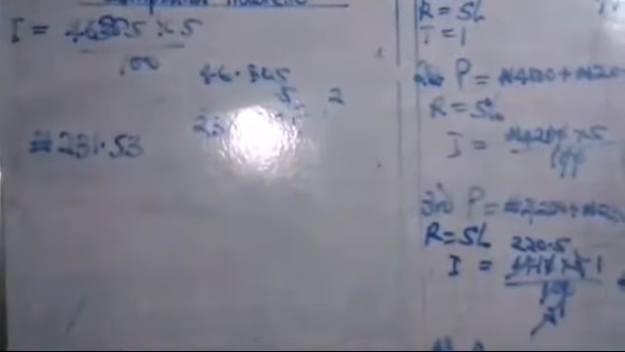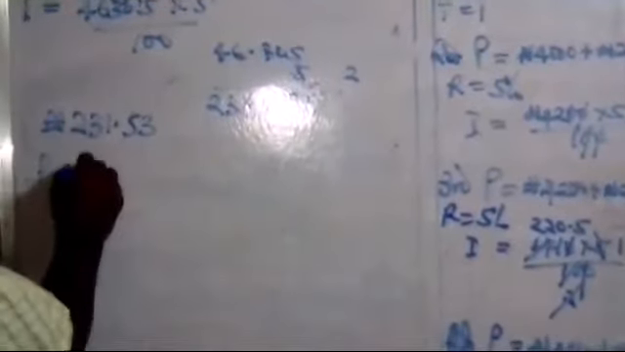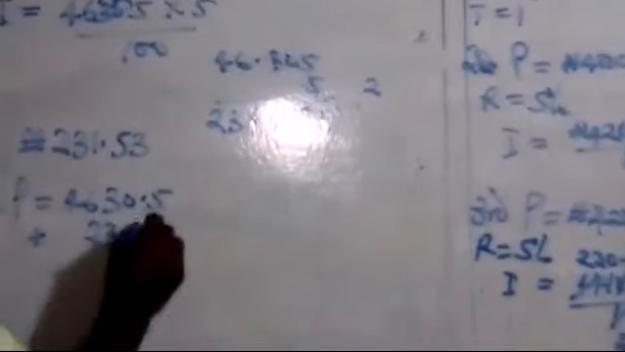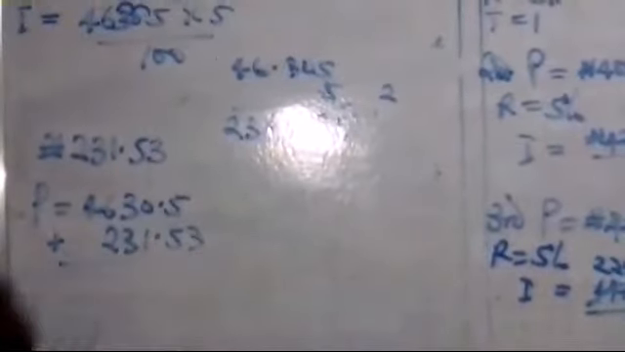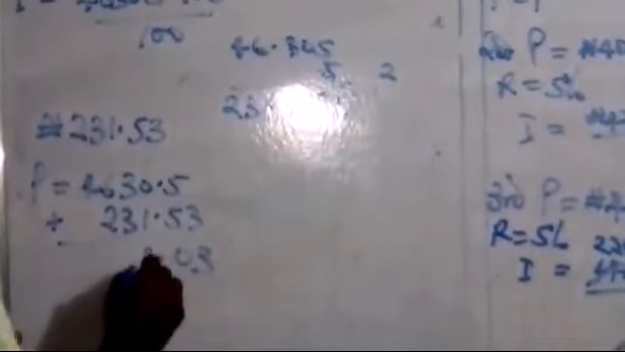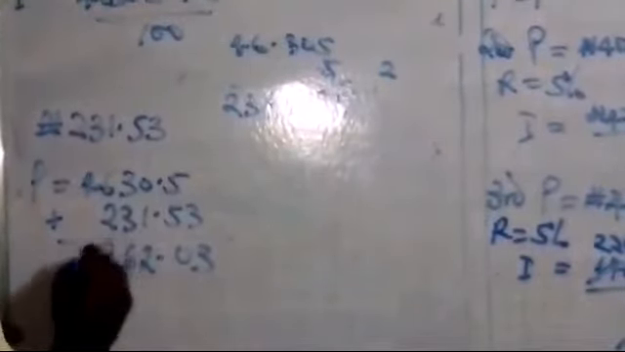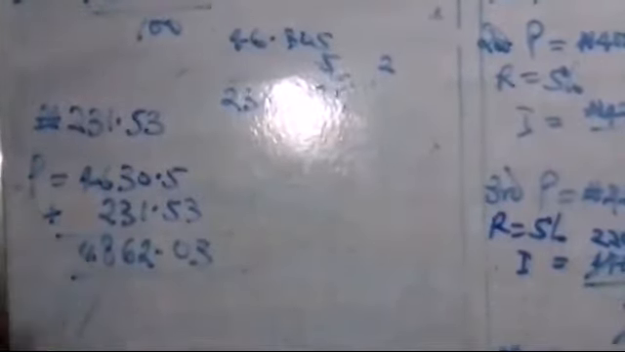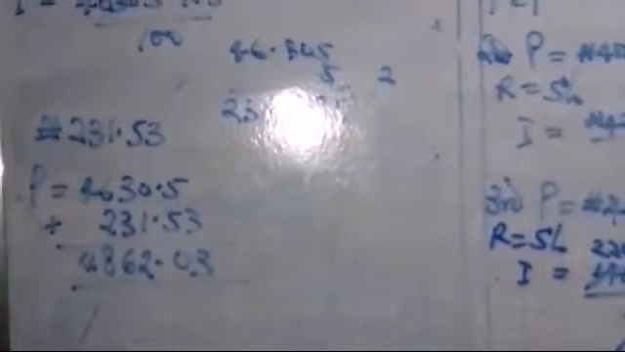Now, at this juncture, we say what will be the principal. The principal will now be 4630.5 plus 231.53, which will be 4862.03. So that's the new principal. He's going into the 4th year to do business. But incidentally, we agree that after the 4th year, he pays me.